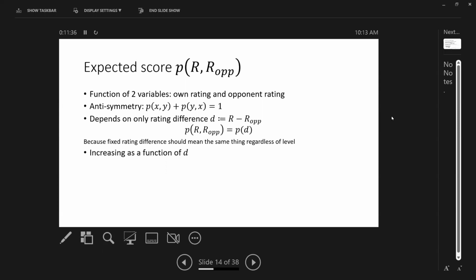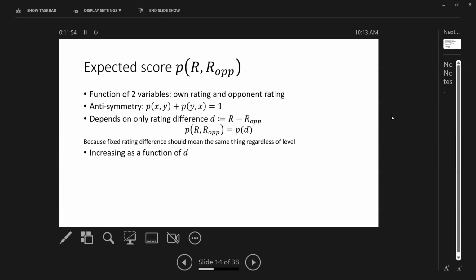Well, just intuitively, if your current rating is higher than your opponent's rating, you would probably expect your expected score to be more than half. You're more likely to win than you are to lose. And conversely, if you have a lower rating, then you're more likely to lose than to win.